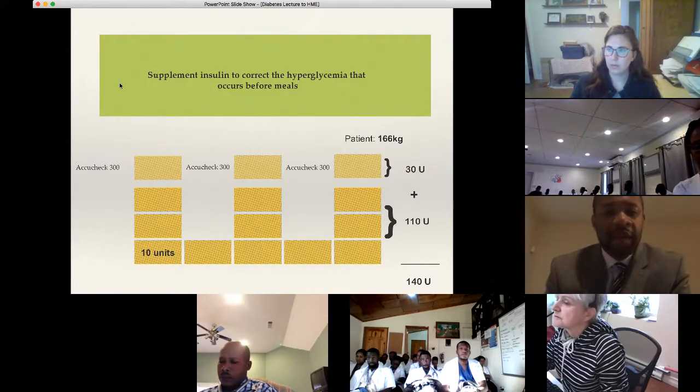So we're looking at these AccuChecks, and based on the AccuChecks, we add additional insulin.